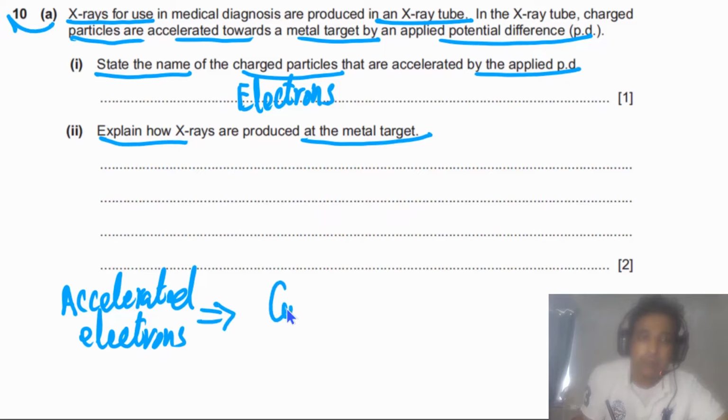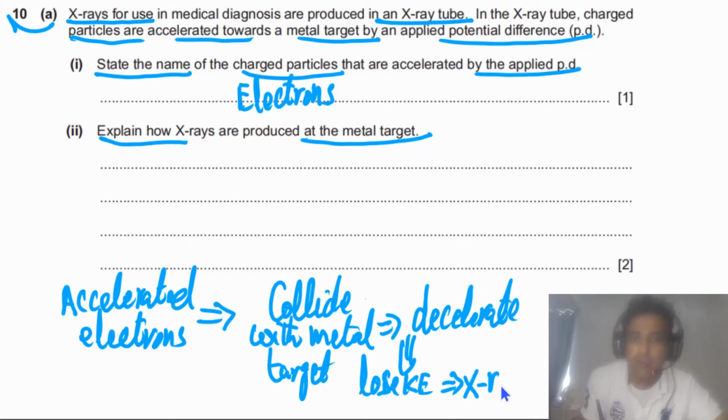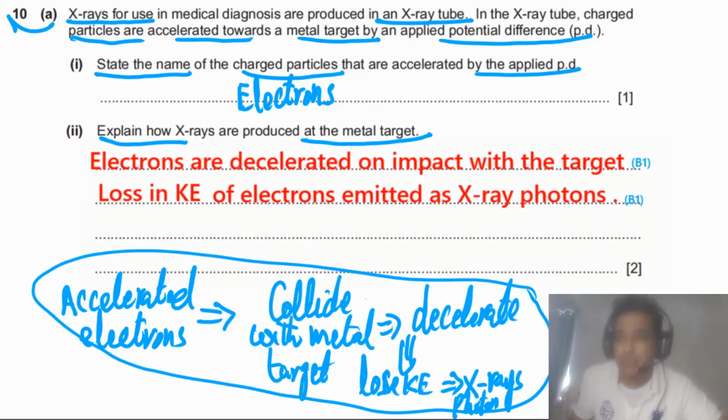They collide with the metal target. So they decelerate, lose KE, and X-ray photons are produced. These points you have to write down in your answer. So let me show you the answer, or you can write down your answer. In your answer, you have to mention these points.